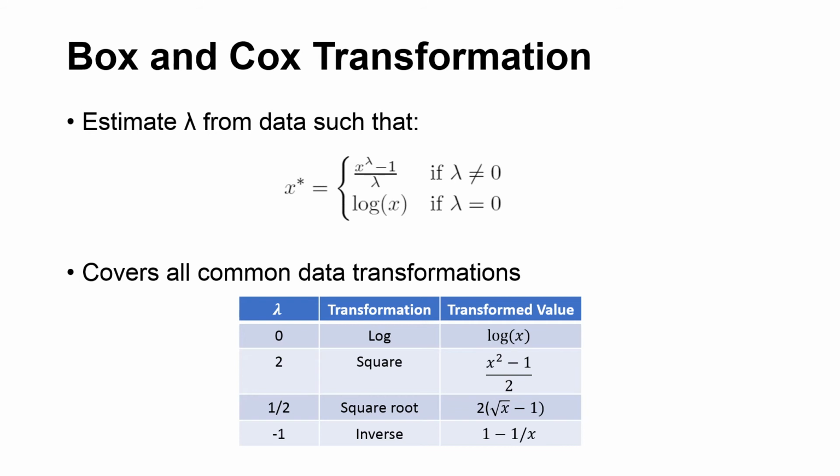Note here that offsetting by 1 and dividing by lambda does not change the distribution of the variable. Similarly, when lambda equals a half, it is a square root transformation. When lambda equals -1, it is the inverse transformation. Lambda can be estimated from the data itself and can take many different values. In this way, this transformation covers all transformations discussed before.